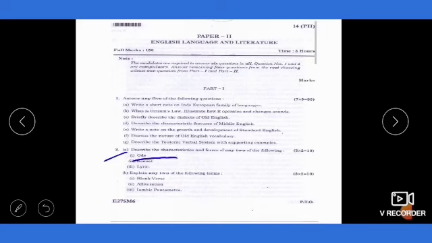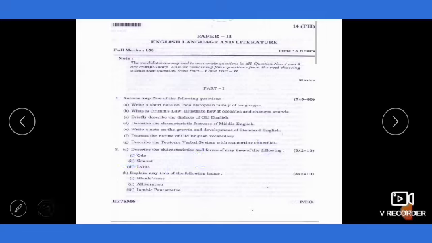Describe the characteristics and forms of any two of the following. It is of 5 marks and you have to attend only 2 questions. 1 is ode, 2 is sonnet, 3 is lyric. Among these 3 you have to attend only 2 questions. That is of 10 marks.